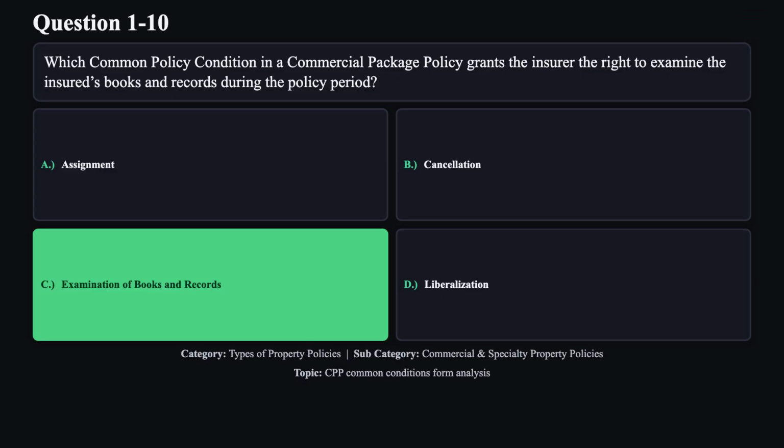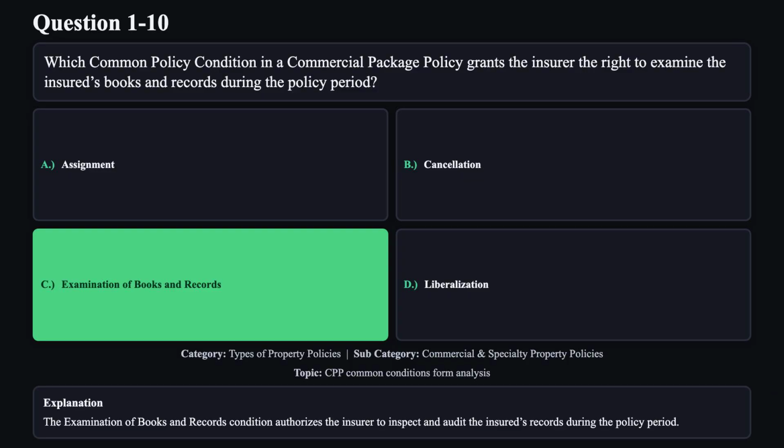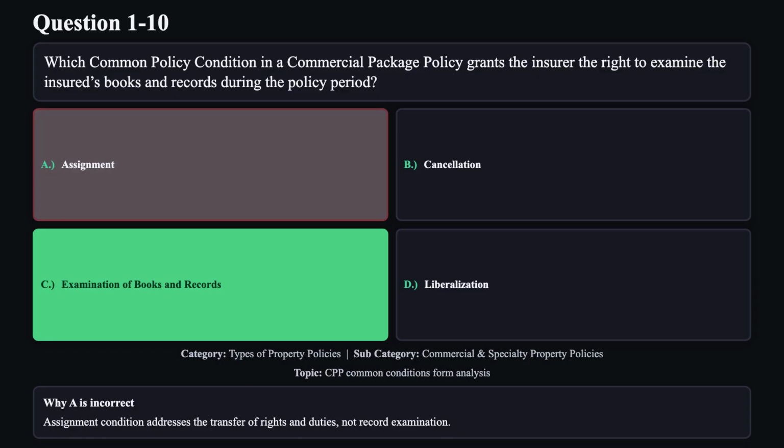The correct answer is C. The examination of books and records condition authorizes the insurer to inspect and audit the insured's records during the policy period. Reason A is not correct. Assignment condition addresses the transfer of rights and duties, not record examination.